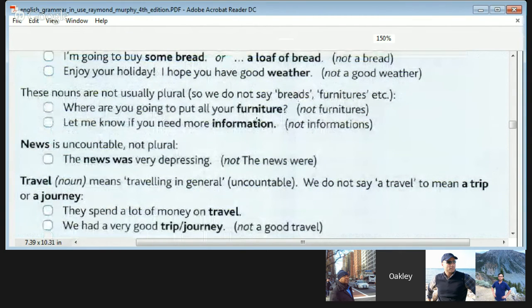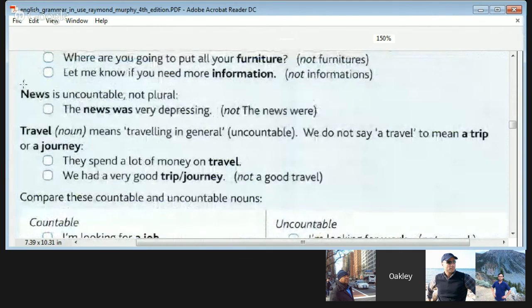Okay. Furniture, information, news is one that's often mistaken by language learners. News is uncountable. It is not a plural. The news was very depressing. I heard, you can't say I heard a news. You can say I heard some news. You can say, have you got any news, in a question, any. But this is when I often hear language learners use a with news, but that's not right. It's not countable.